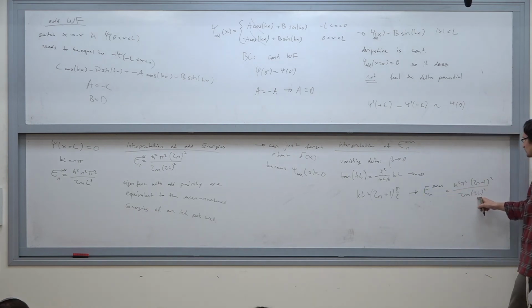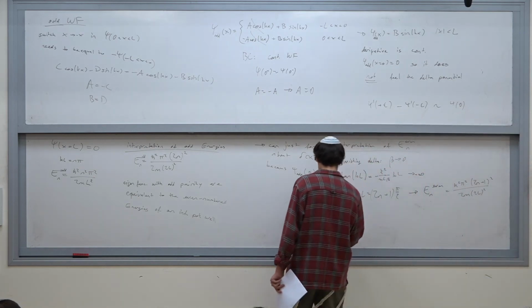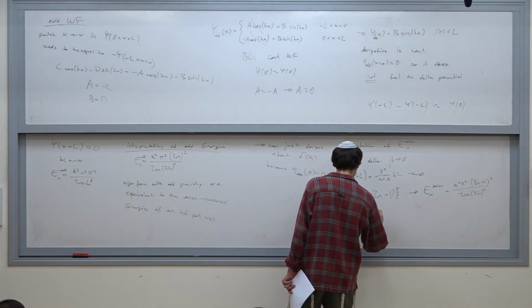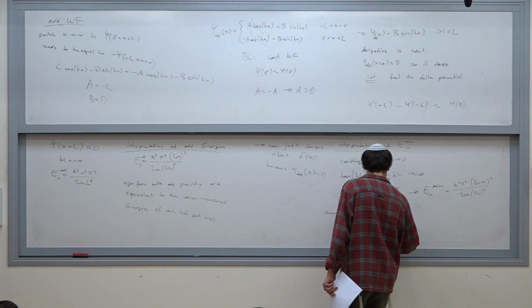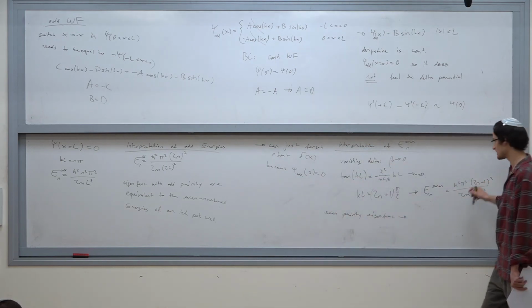Again, the length is 2L, and this is an odd number. So the even parity wave functions, or eigenfunctions, correspond to the odd numbered energy levels.